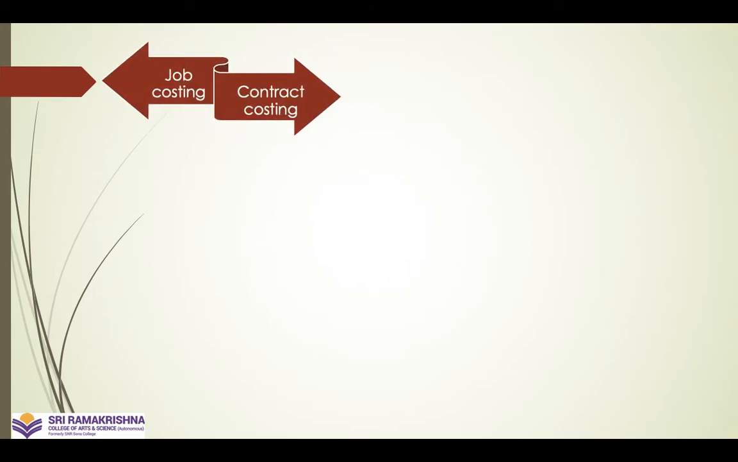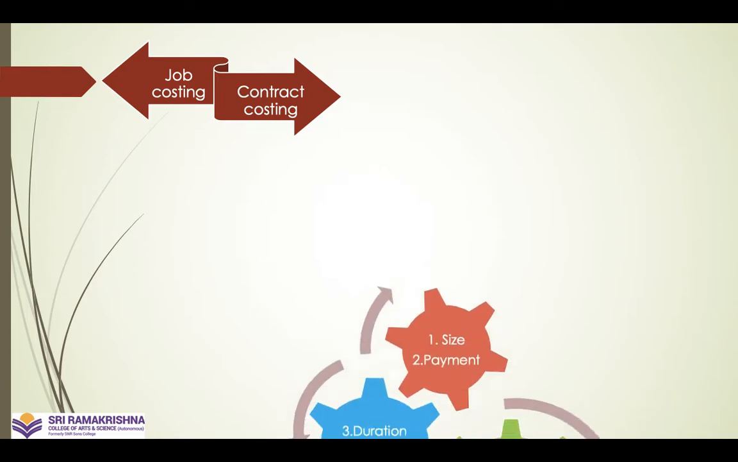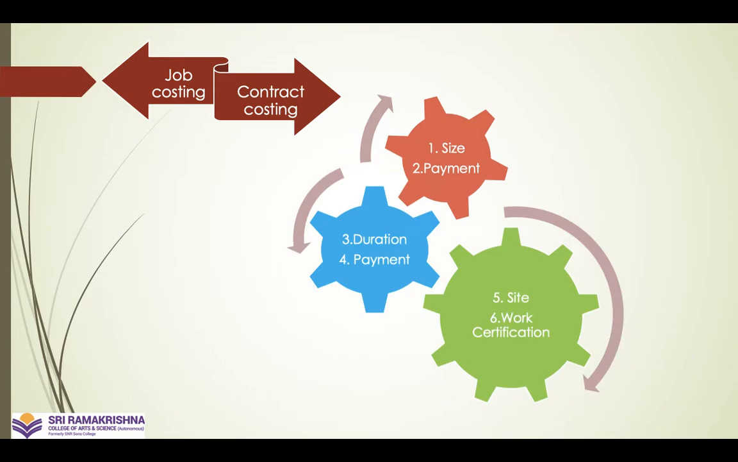The next question that may arise is why can't we call it job costing? We cannot call it job costing. It has some differences. That is why we are calling it contract costing. The differences are, the first one is size. In case of a job, the job might be a smaller one, whereas the contract is usually a bigger one which involves a bigger monetary term, and also physically it is very big.